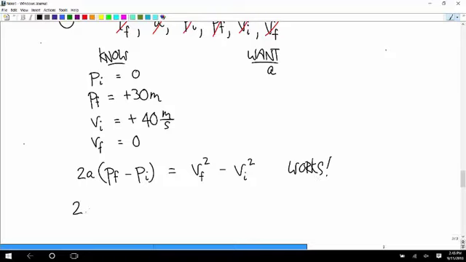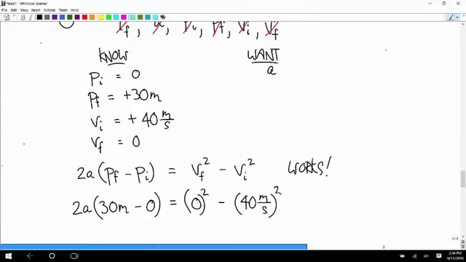So we have 2 times A times the quantity, P final is 30 meters, minus P initial is 0. And that's equal to the velocity final squared. You don't have to put units on zeros. I'm just leaving zeros as zeros. Minus the initial velocity of 40 meters per second squared.